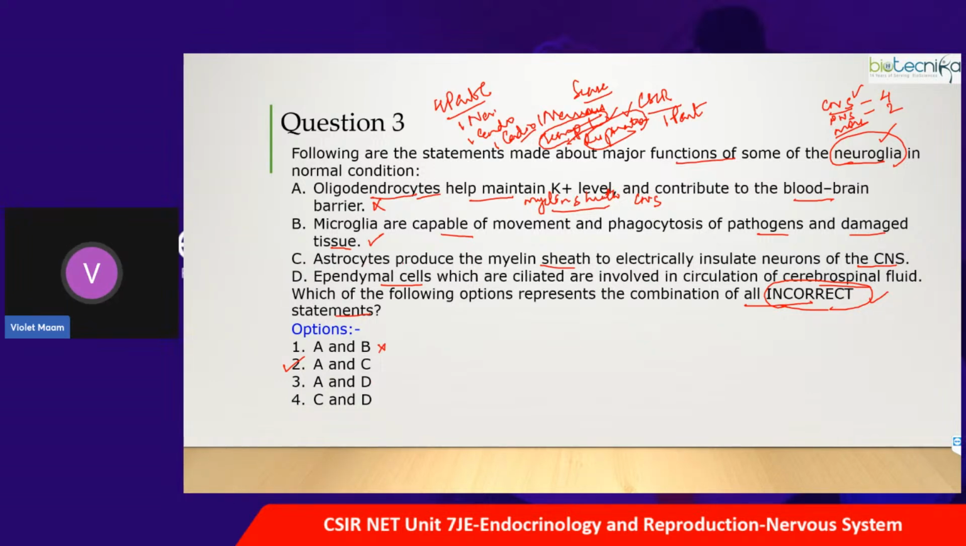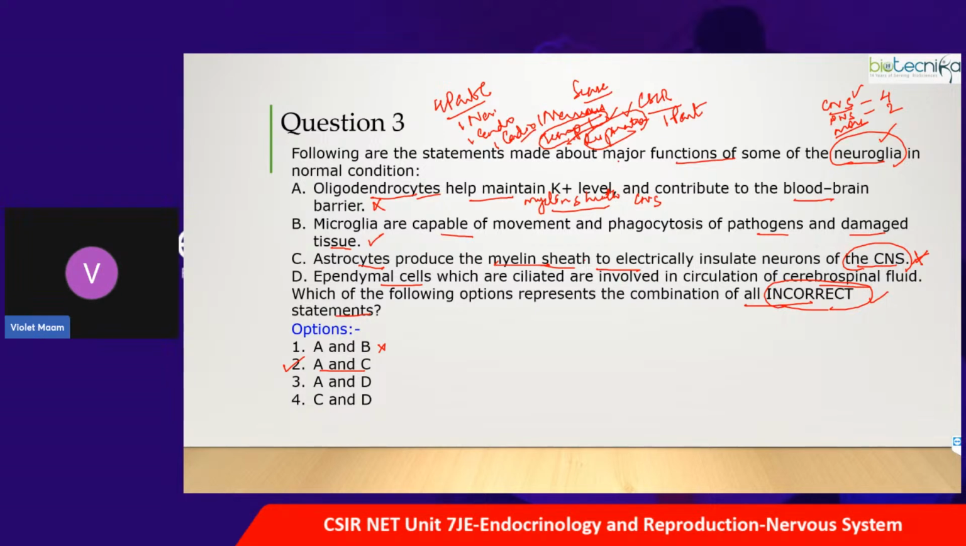Let's see C. Astrocytes produce the myelin sheath to electrically insulate neurons of the central nervous system. No, myelin sheath is not produced by the astrocytes. Okay, what is the function of astrocytes? Can you all tell me? C is incorrect. So here we got it. A and C are incorrect statements. But what is the actual function of astrocytes?